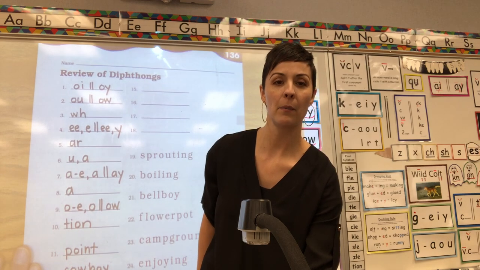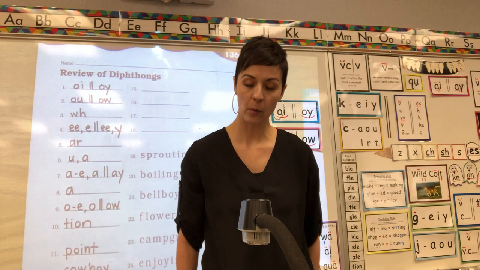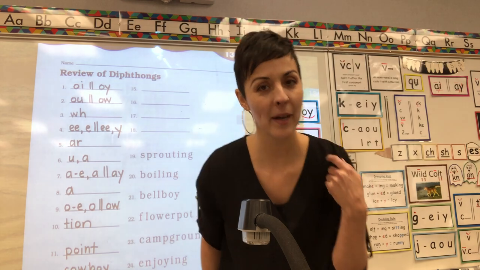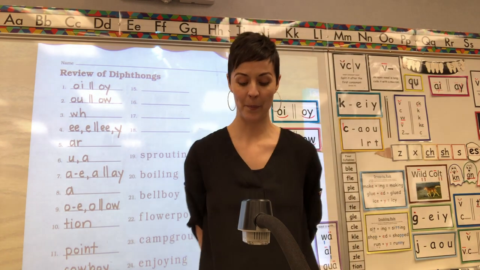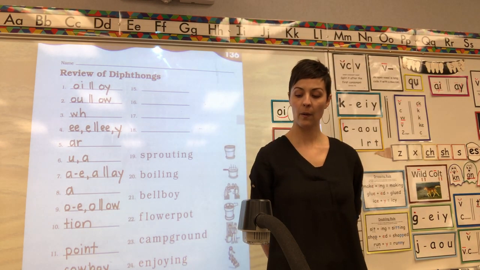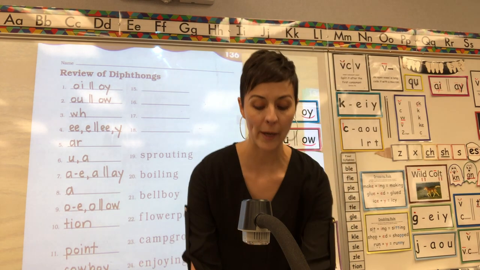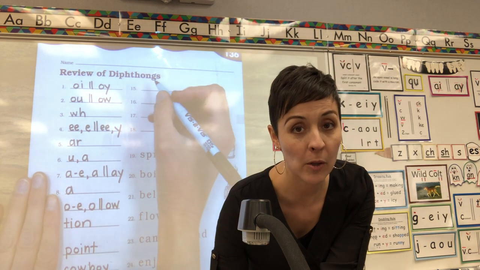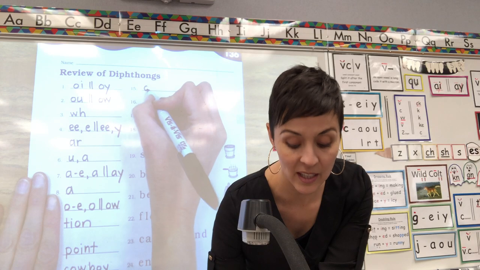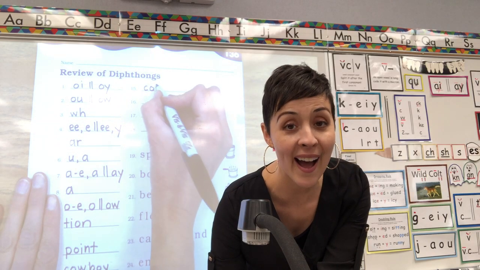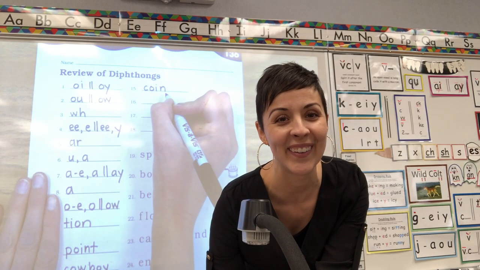Okay, up at the top by number 15, spell for me the word coin. What word? Coin. What says oi in coin? Okay, will you spell coin starting C? C-O-I-N. You got it, coin.